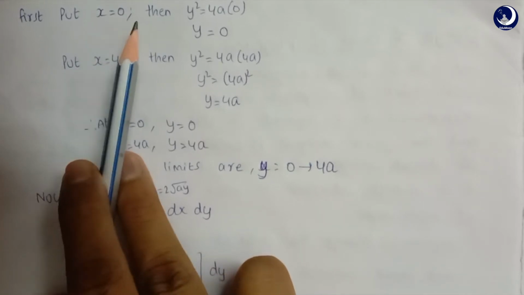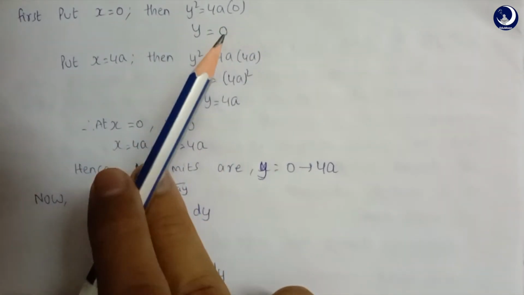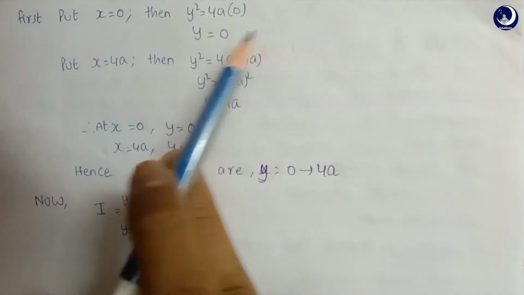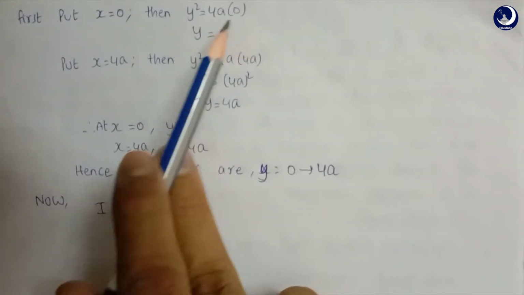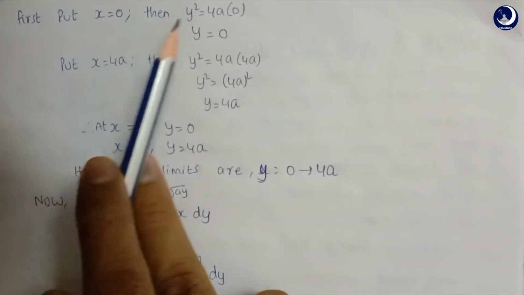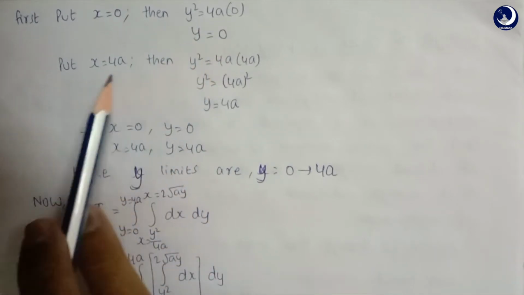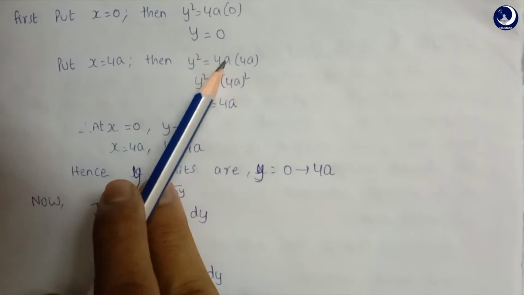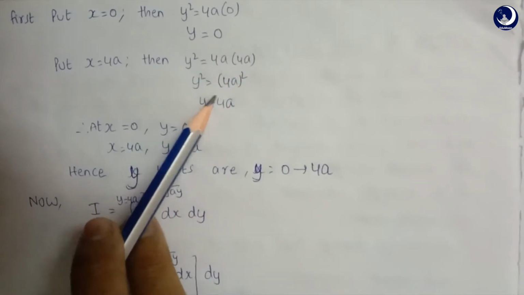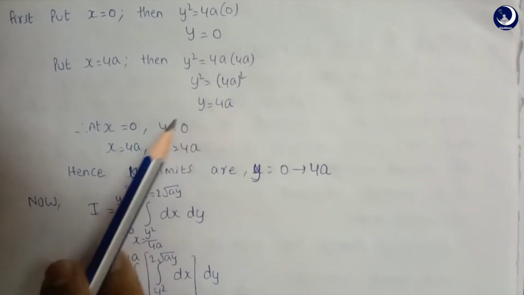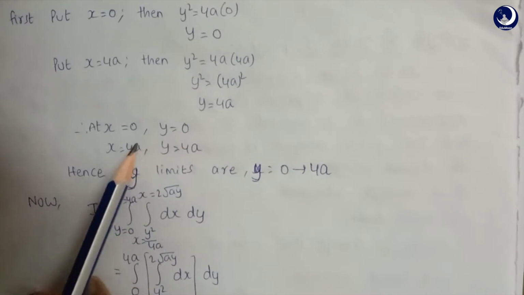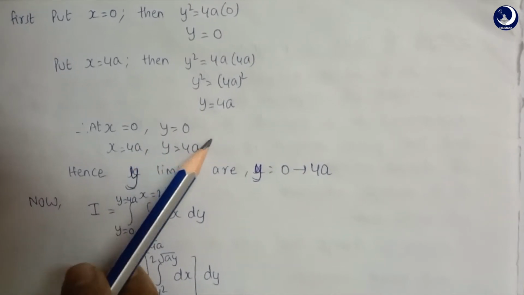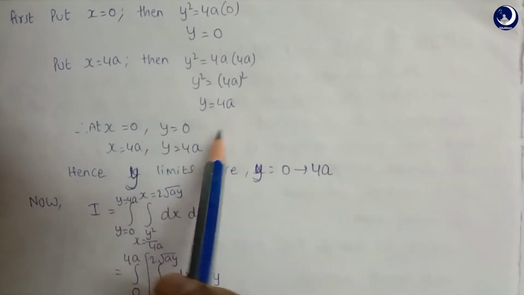By putting x equal to 0 in the equation, either x squared equal to 4ay or y squared equal to 4ax, I took the y squared equal to 4ax equation. By putting x equal to 0 I got y equal to 0. By putting x equal to 4a we got y squared equal to 4a into 4a, which is y squared equal to 16a squared, y equal to 4a. At x equal to 0, y equal to 0, and at x equal to 4a, y equal to 4a. We got the x limits and y limits.